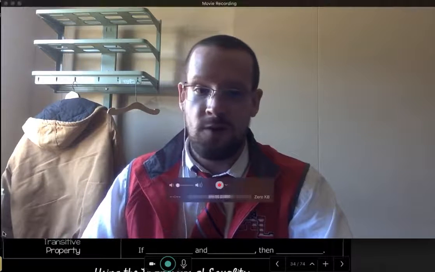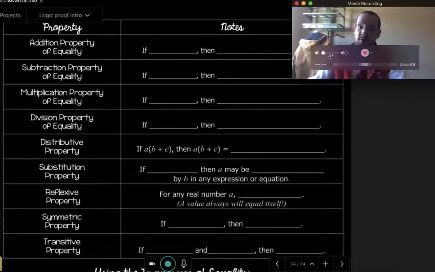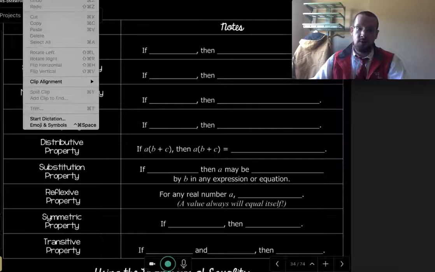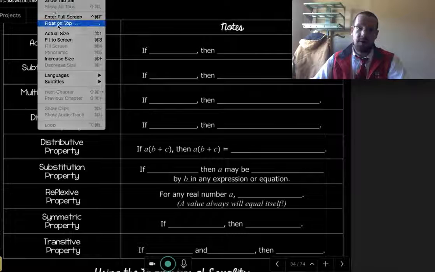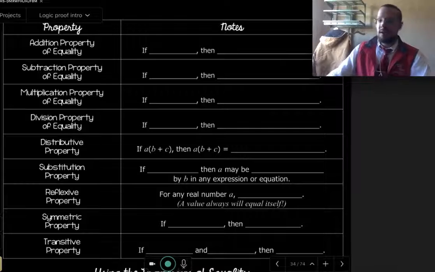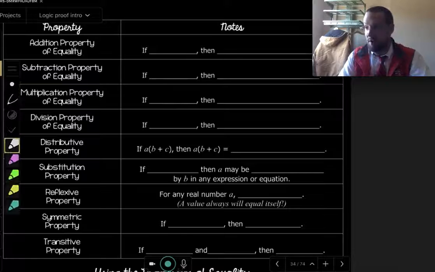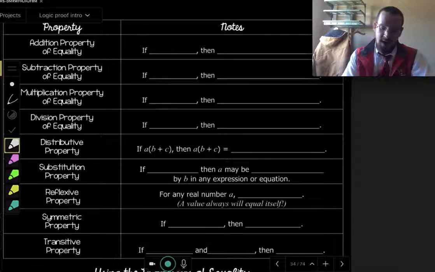So what we're going to want to be doing now is those good old-fashioned taking the notes. So we will be taking these notes and then submitting these later. So make sure you got your pens and your pencils available. So let's do the addition property of equality.